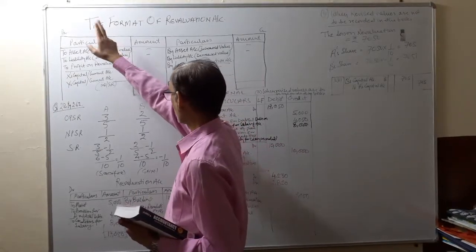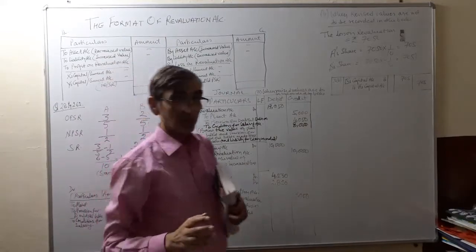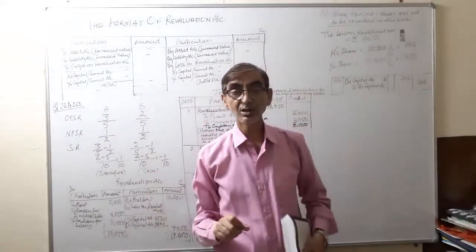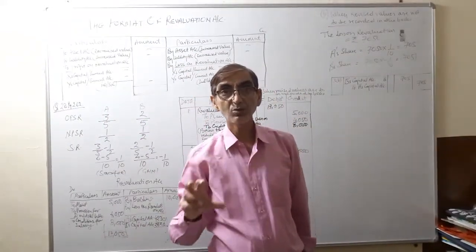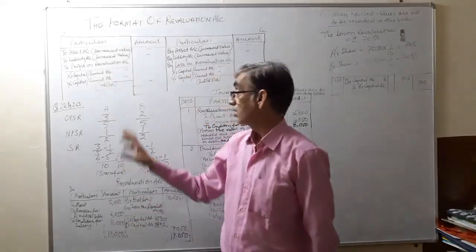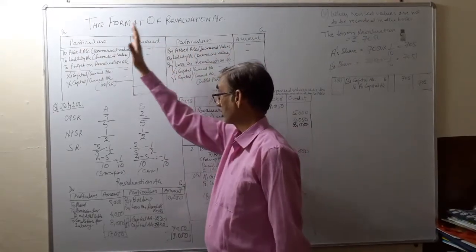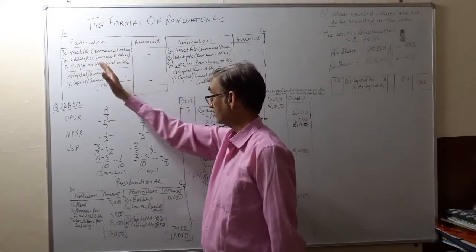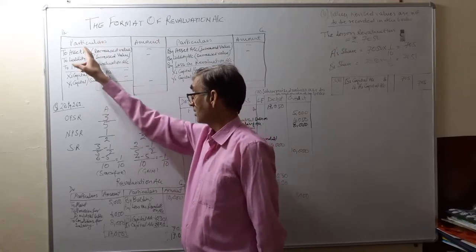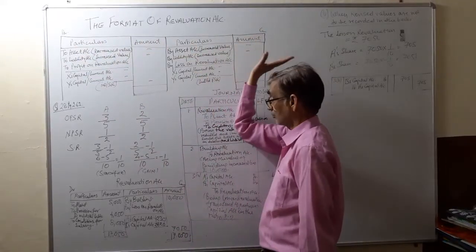The format of the revaluation account is similar to the basic structure of a profit and loss account that you have learned in class 11. There are two columns on both the sides. On the debit side, particulars amount. On the credit side, particulars amount.